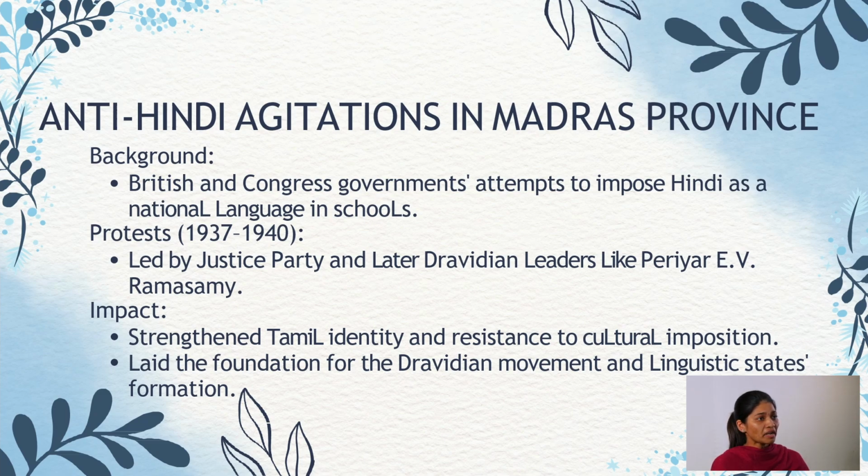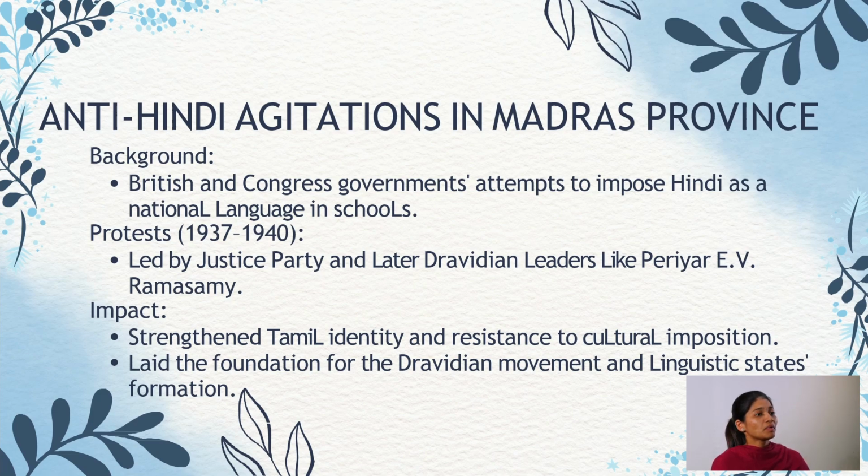This move was met with immediate resistance from various sections of society, particularly from the non-Brahmin community, who viewed it as an imposition on their linguistic and cultural identity. Protests. The protests against Hindi imposition were led initially by the Justice Party and later gained momentum under the leadership of Dravidian leaders like Periyar E.V.